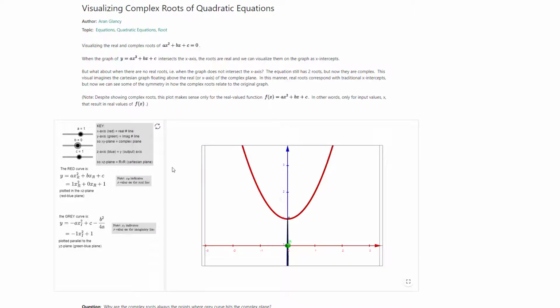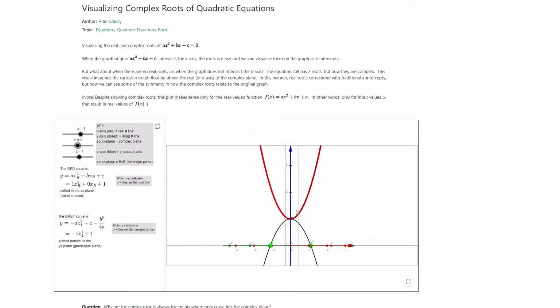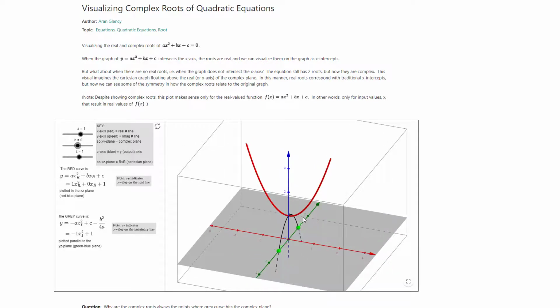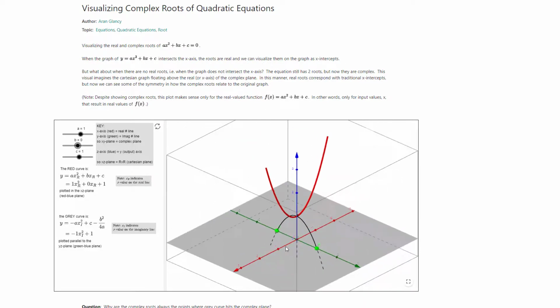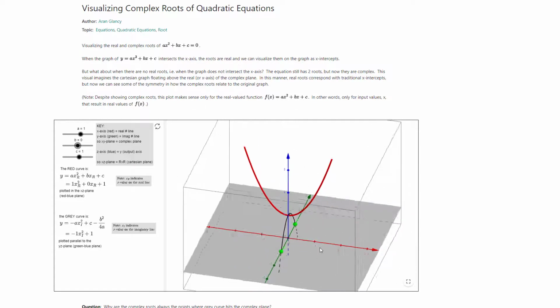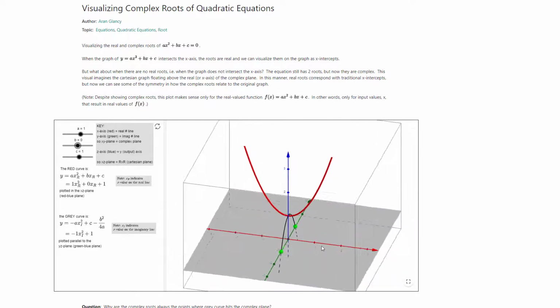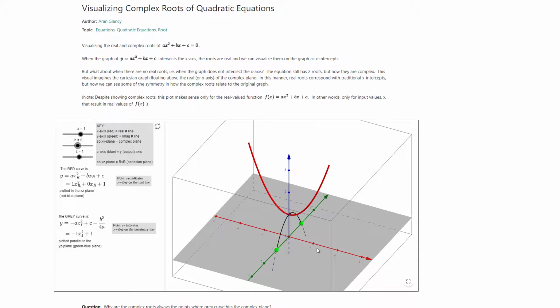So here's that function. It's still 1x squared plus 0x plus 1. But now I'm going to grab this and turn the world slightly. Now I'm looking at this from a different perspective. Again, the red axis is actually the x-axis. The blue axis is still the y-axis. But now we have a third axis in there, and that third axis is called the complex axis, or the imaginary axis.